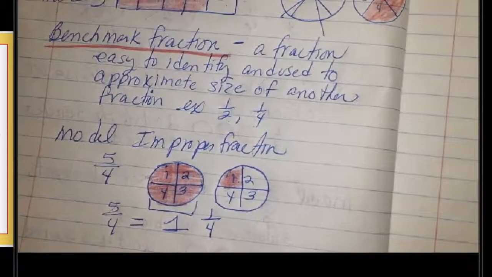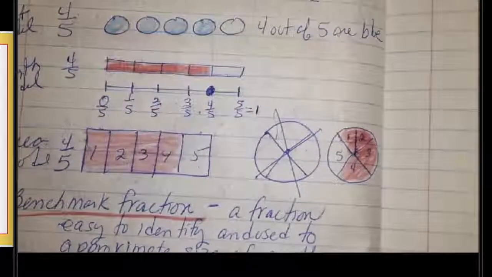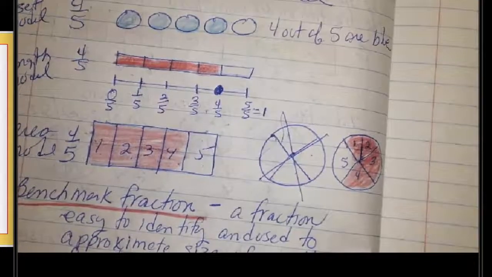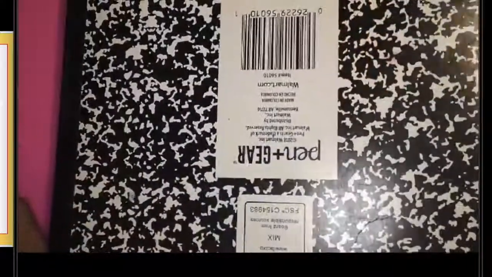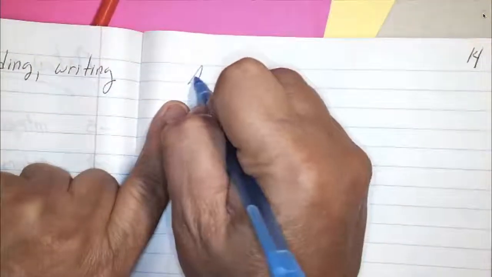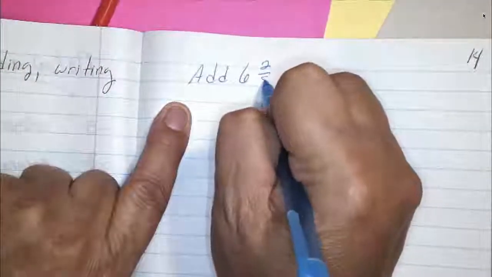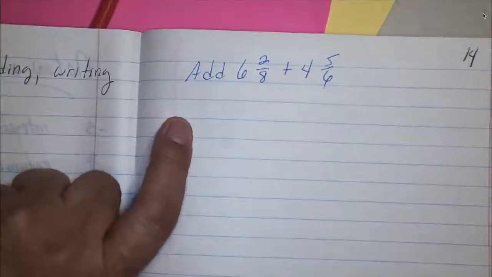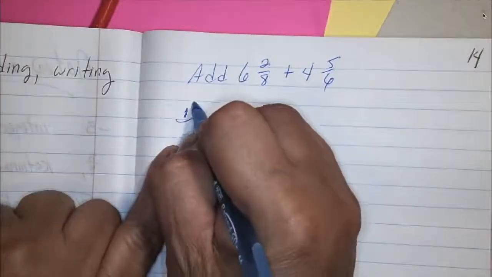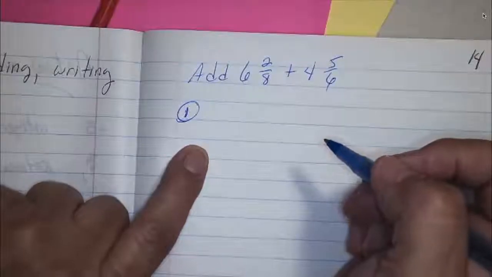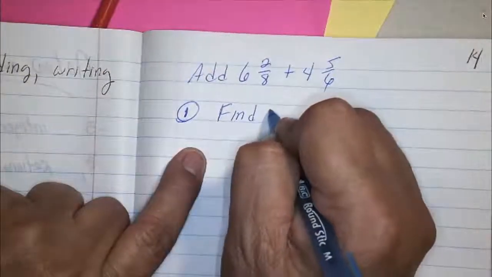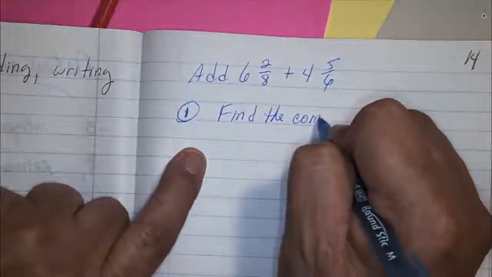Improper fractions. Let's go ahead and start to review our basic skills of fractions. I want to go to the back of our notebook, upside down to the back, and let's go ahead and practice an addition problem. So let's go ahead and add 6 and 2/8 plus 4 and 5/6. Okay. The first thing we're going to do, anytime you add or subtract fractions, you must have a common denominator. So we need to find the common denominator.